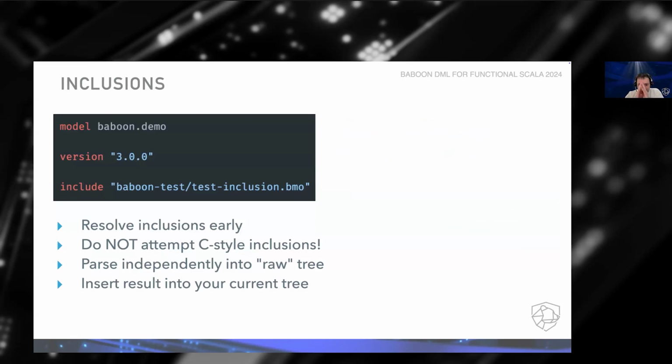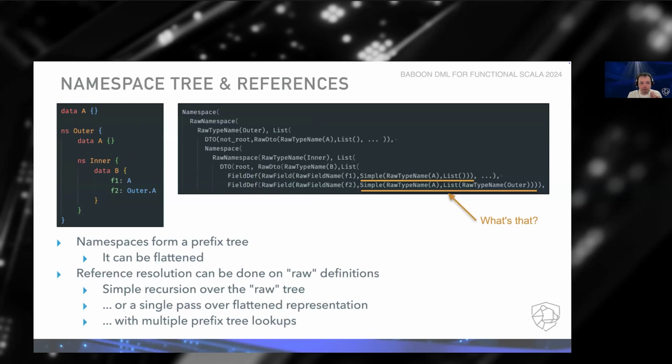So the next phase is inclusion resolution. I might say that it's a very bad idea to attempt using C-style raw text inclusions. In my opinion, the most efficient way would be to recursively parse every inclusion into a raw syntax tree, and then fold them back into one single tree, replacing inclusion nodes with corresponding trees. Don't forget to add a safeguard for circular inclusion chains.